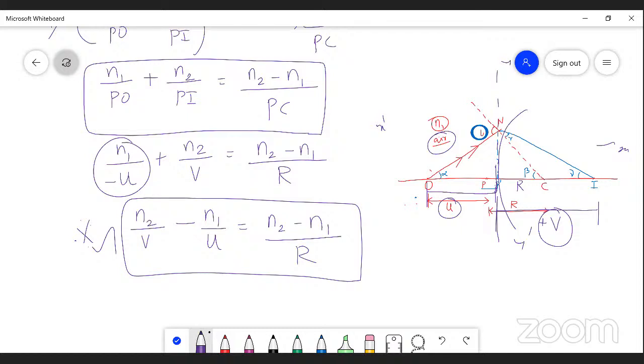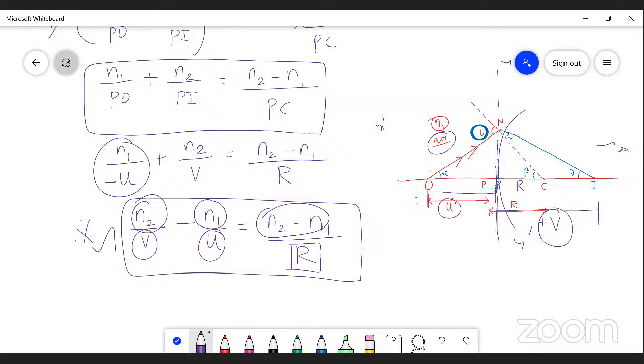Who is N2? N2 is the refractive index of the second medium. V is the image distance. N1 is the refractive index of the first medium. U is the object distance. N2 minus N1 divided by R, where R is the radius of curvature of the spherical surface. This is the equation for refraction at a single spherical surface.